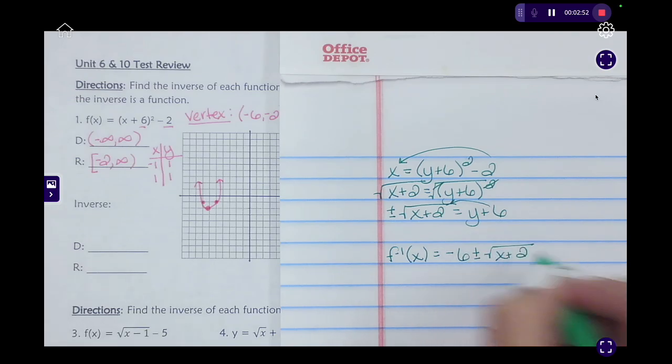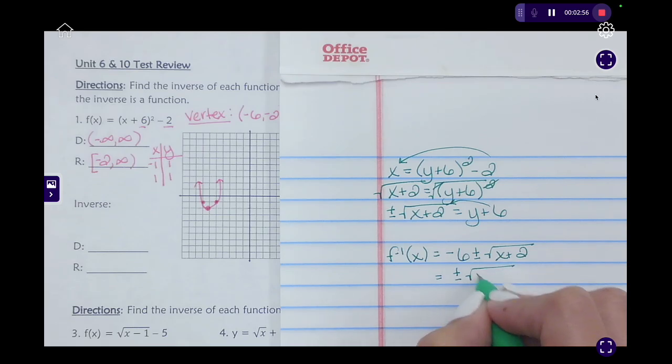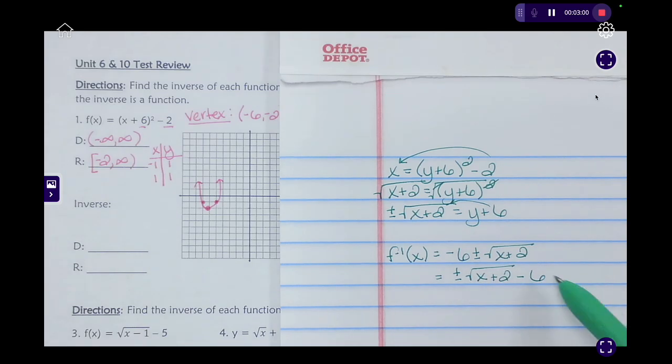So you can leave your equation like this if you want to. You can also switch it, so I could have plus or minus the square root of x plus 2, and then the -6 at the end. So realize both of these are the exact same equation. Normally when we're looking at these square root functions, you do have the -6 right here, because remember, that's going to be my vertex for this. Because I did not restrict the domain, I am graphing the entire thing with the plus and minus.